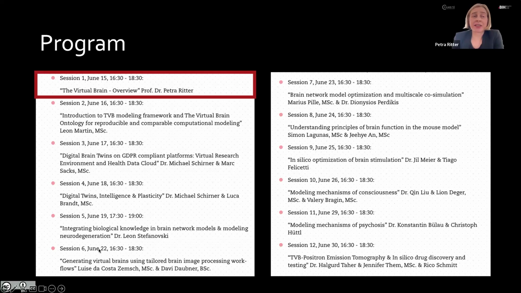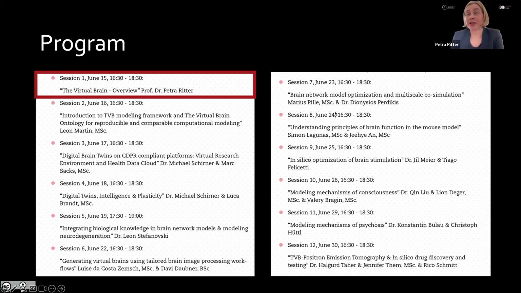Then we have the weekend and continue on Monday, June 22nd. There we have the topic generating virtual brains using tailored brain image processing workflows, and we will dedicate some focus to quality assurance. If we generate individualized virtual brains, then we first have to acquire data from the patients, from the subjects, and we have to process this data. It is highly important to make sure that the data quality is sufficient to ensure reliable and robust results.